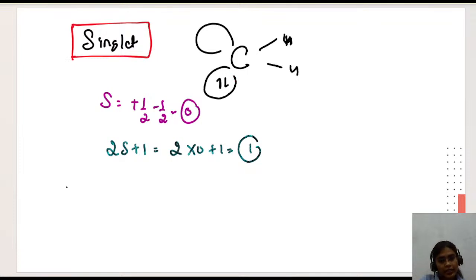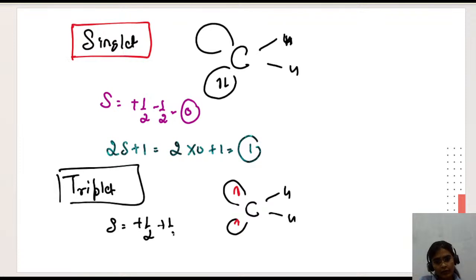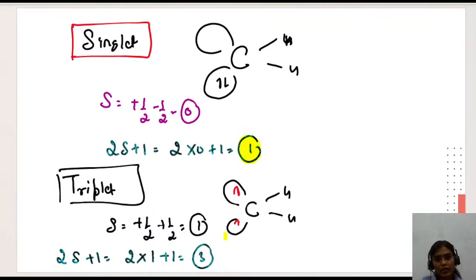Let's talk about the second type, that is triplet carbon. What is the meaning of this word triplet carbon? Look at this carbon. This time both the electrons are single and single there, like this. Again, what is the value for s? If you count here, plus half and plus half become 1 only. Now let's identify the spin multiplicity. It becomes 2s plus 1, 2 multiplied by 1 plus 1, it becomes 3 there. So I hope this point is clear that it's 1 and it's 3 there. Hence the names singlet and triplet carbon.